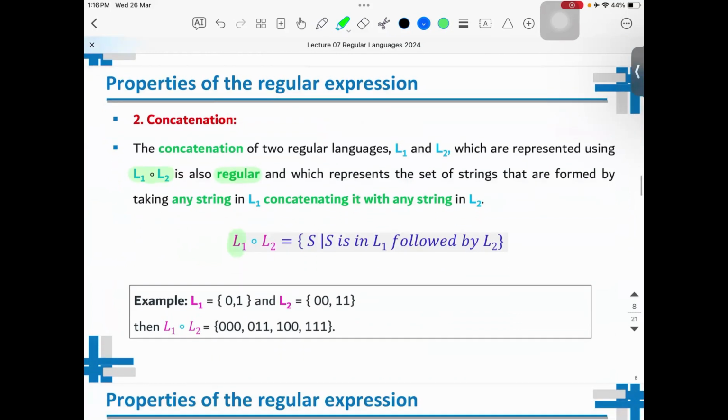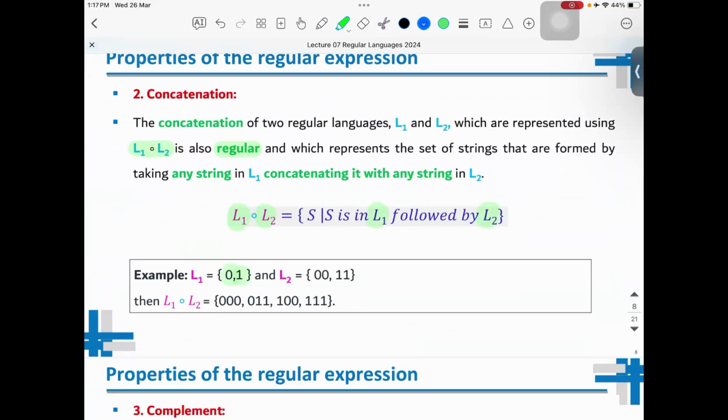For example, you have L1 and L2. The concatenation means all the strings in L1 followed by strings in L2. For example, L1 is one language containing 0 and 1, and L2 is another language containing these two strings. When you take the concatenation, we take this 0 and combine it with these two, L1 combining with these two.